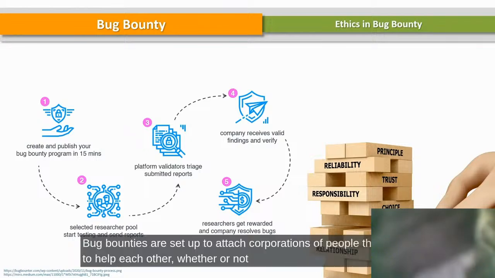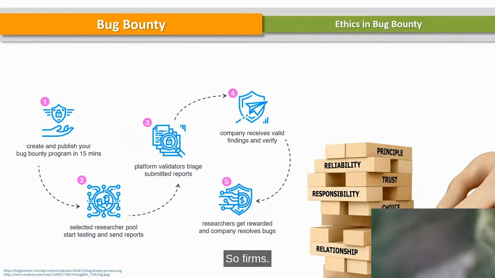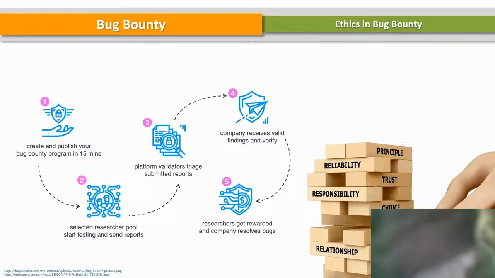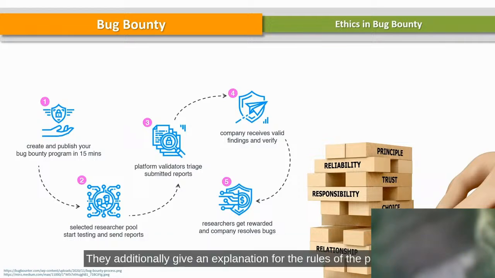All right? Bug bounties are set up to connect corporations and people who want to help each other, whether or not they prefer it, right? So firms specifically state the target systems or products that are in the scope of this program. They can also specify targets and systems that are out of scope. They additionally explain the rules of the program.